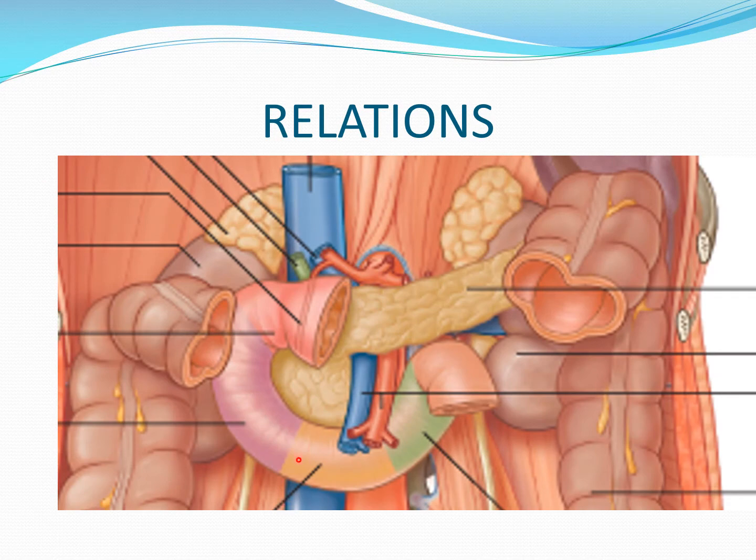You see this diagram. The relations of the head are divided into its three borders and two surfaces. The superior border is overlapped by the first part of the duodenum, and is related to the superior pancreaticoduodenal artery. The inferior border is related to the third part of the duodenum and to the inferior pancreaticoduodenal artery.